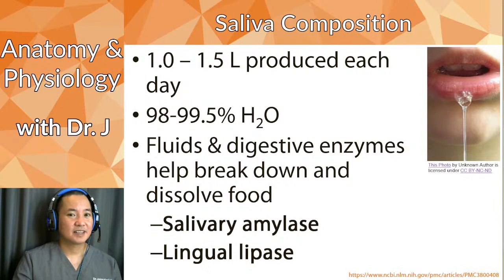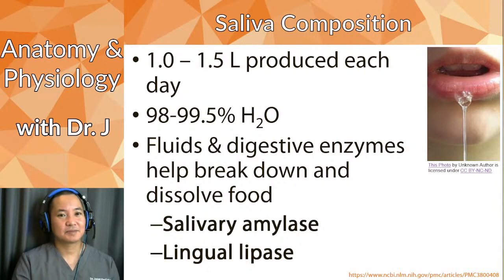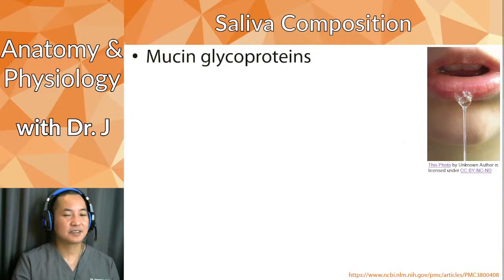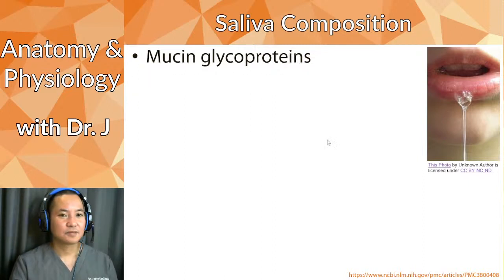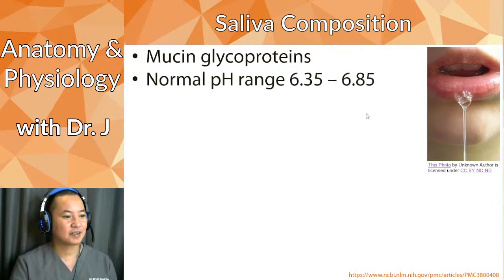But is saliva just water and enzymes? Well, you also have things like mucin glycoproteins that help to thicken up your saliva. So yeah, most of your saliva is water, but your saliva can be thick, and these help to do that as well. So the OpenStax book says that the normal pH range for saliva is around 6.35 to 6.85, but it depends on the book. But what you should appreciate is that it has a range.